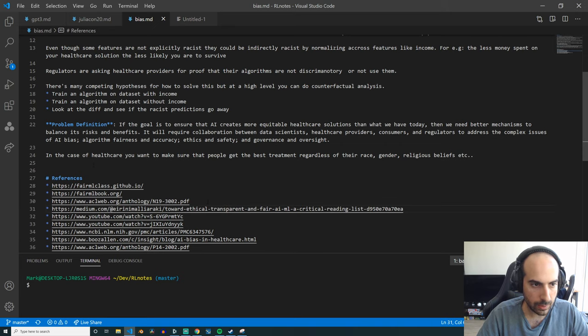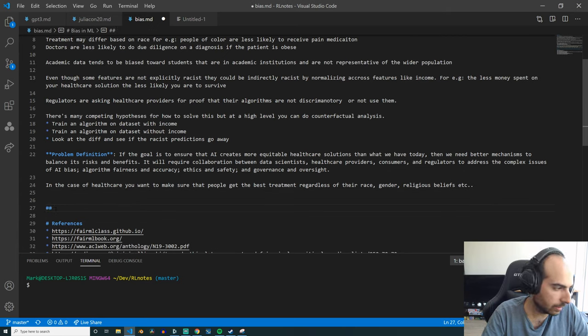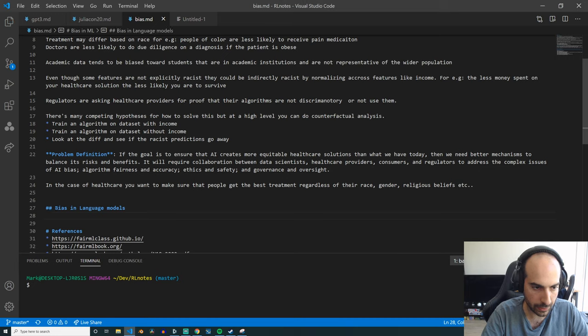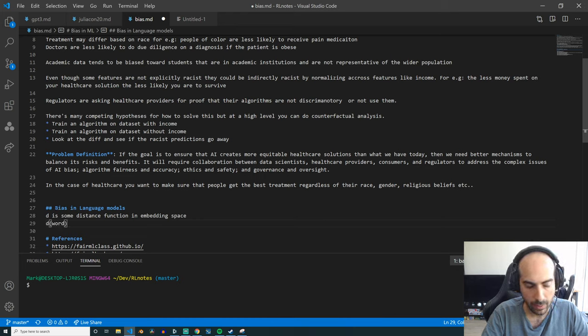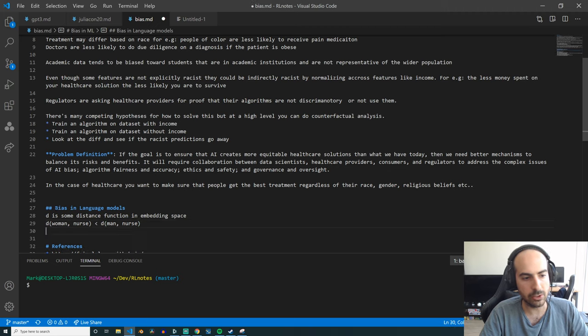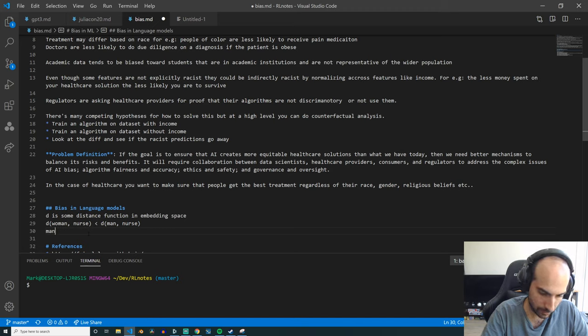Let's maybe switch gears just a little bit and talk about bias in language models. Why are we talking about this? I don't remember which paper showed this, but basically, let's say d is some distance function in embedding space. If you take the distance between woman and nurse, this is less than the distance between man and nurse. This is one form of bias in the embedding space.